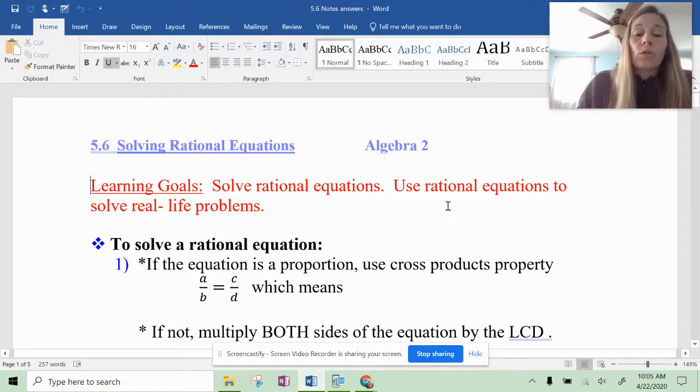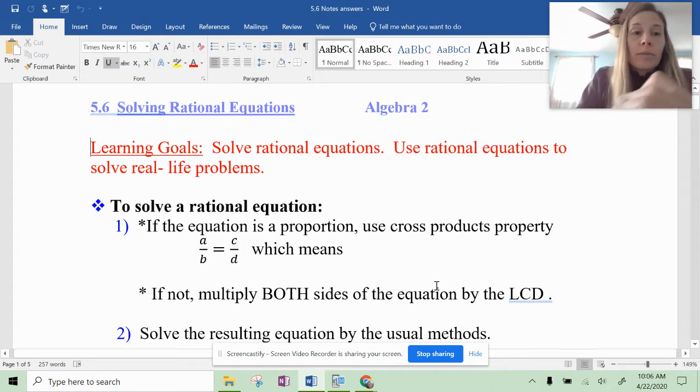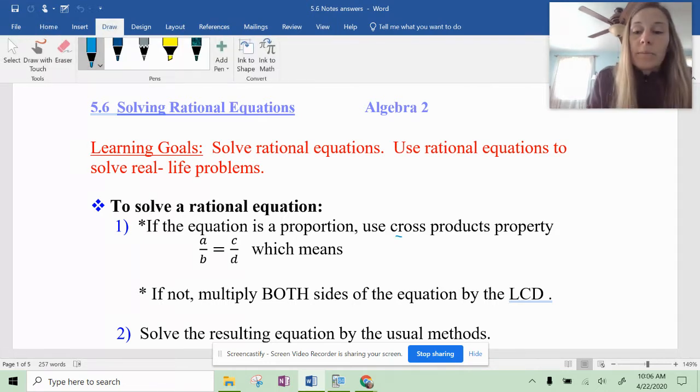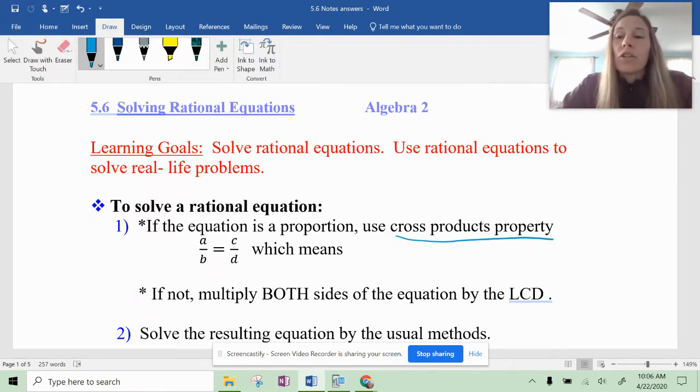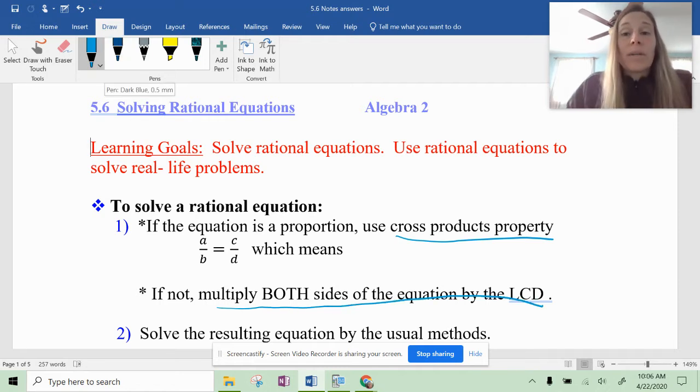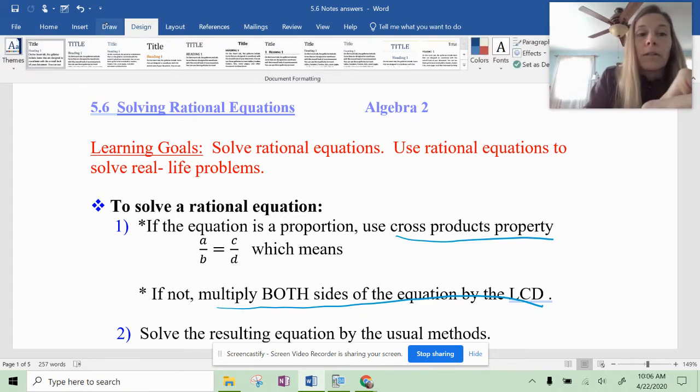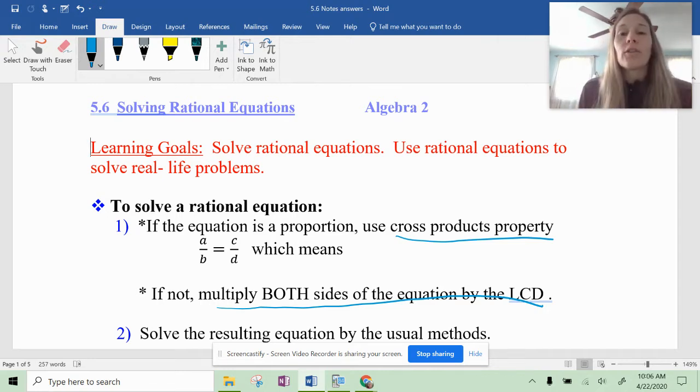So to solve a rational equation, the first method, like I just mentioned, would be using the cross products property, which is basically your cross multiplying, and then just continuing to solve for x, whatever you end up with. If that method does not work for whatever reason, and I'll get more into those details in a minute, then you would have to multiply both sides by the LCD, which is kind of what we did at the end of yesterday's lesson. And then whatever we are resulting with, we just solve using our normal methods, either getting x by itself or using quadratics if it's quadratic form.